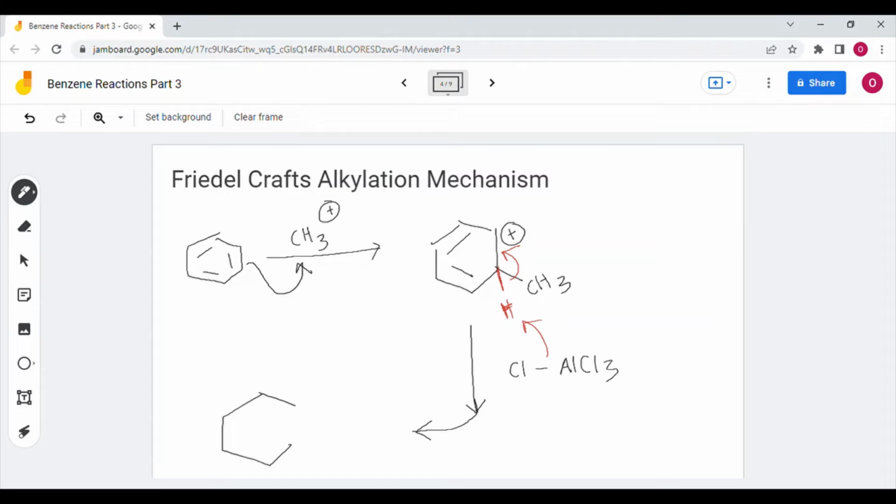We have reformed aromaticity, we have a methyl group bond, and we also have HCl, as well as AlCl3. However, keep in mind our main product that we're looking for is this.